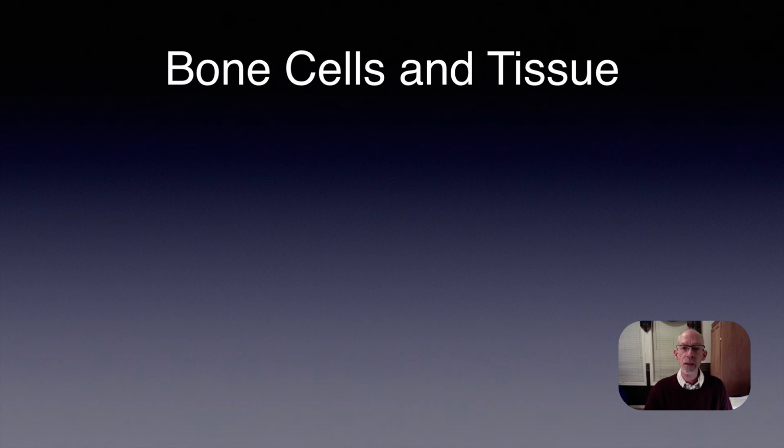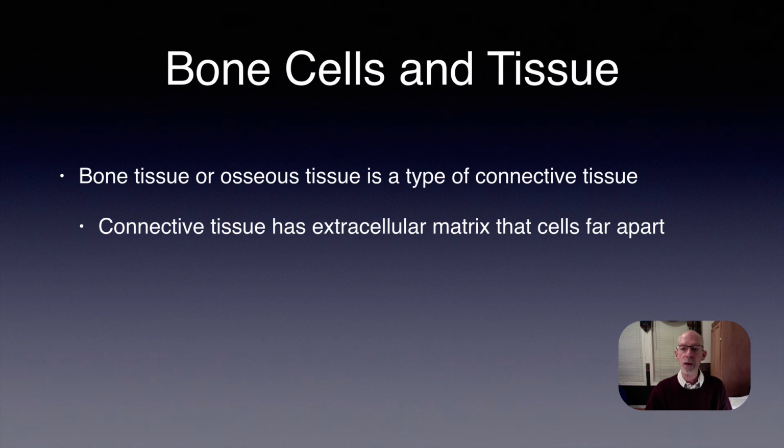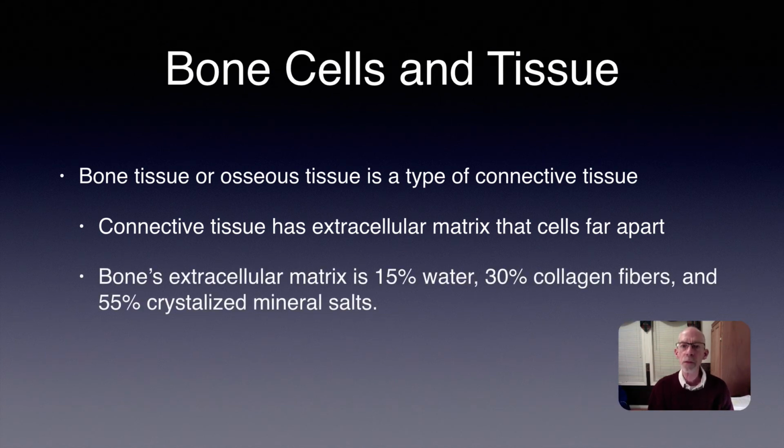Let's now take a look at bone cells and tissue. Bone tissue, otherwise known as osseous tissue, is a type of connective tissue. And if you remember correctly, connective tissue is characterized by having an extracellular matrix with cells that are far apart from each other. The bone's extracellular matrix is 15% water, 30% collagen fibers, and about 55% crystallized mineral salts.